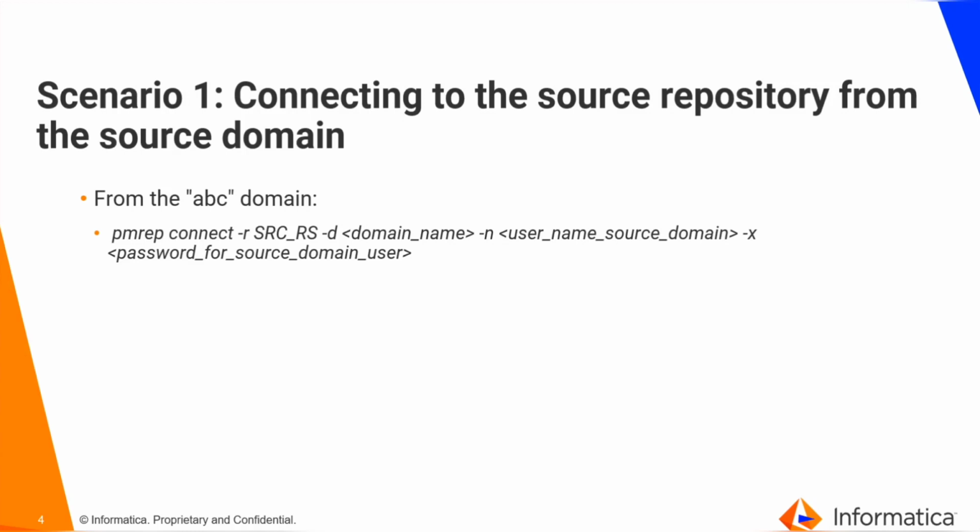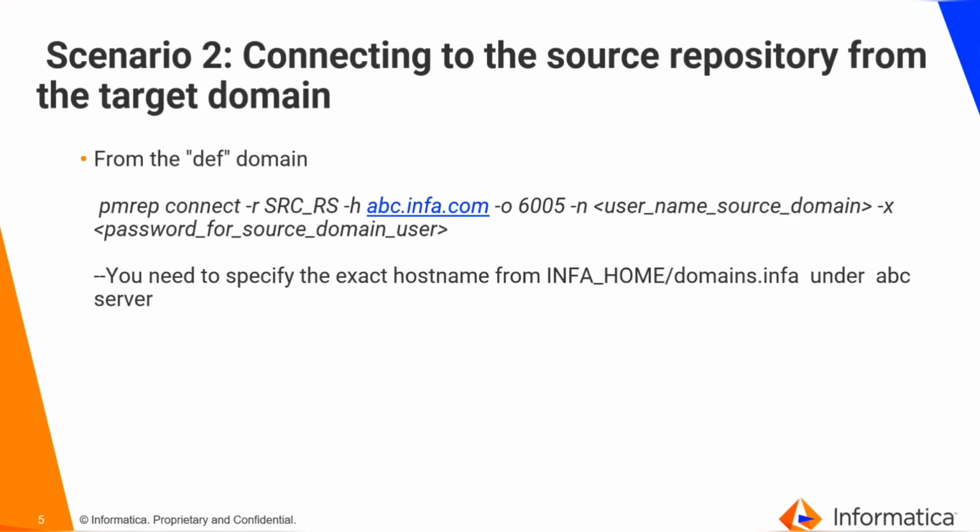Coming to scenario 2, connecting to the source repository from the target domain, that is from the DEF domain server. Here you can see a slight difference between the connect commands that we used earlier in scenario 1 and in scenario 2. We used hyphen h and hyphen o here. Why did we use hyphen h and hyphen o instead of hyphen d?